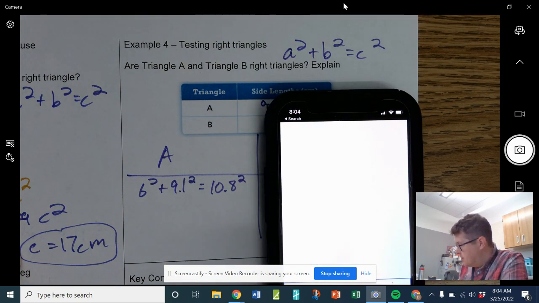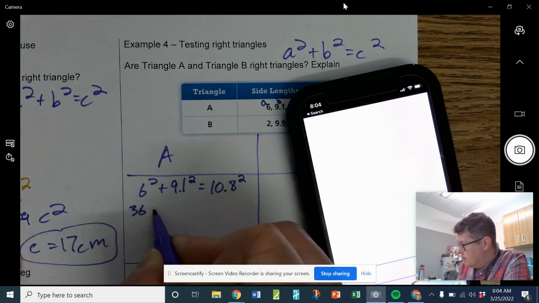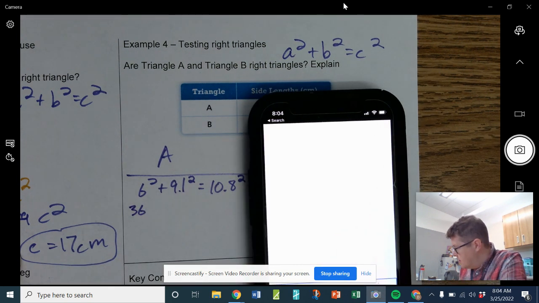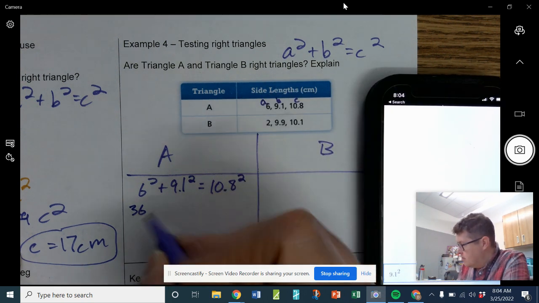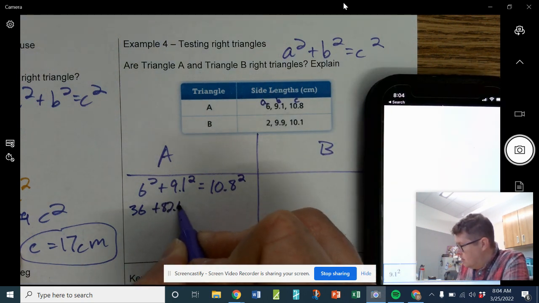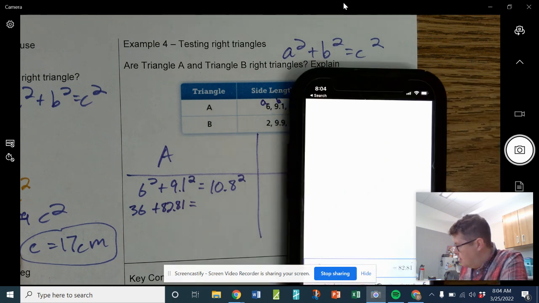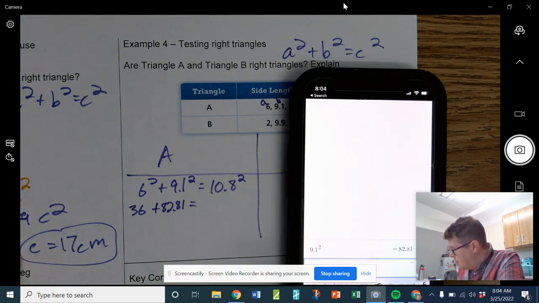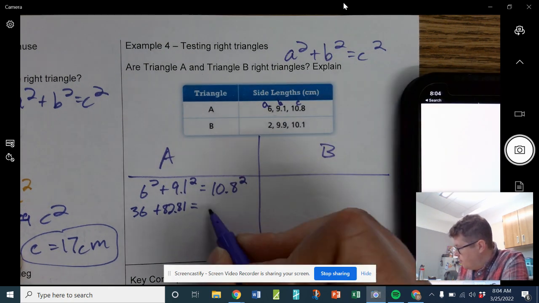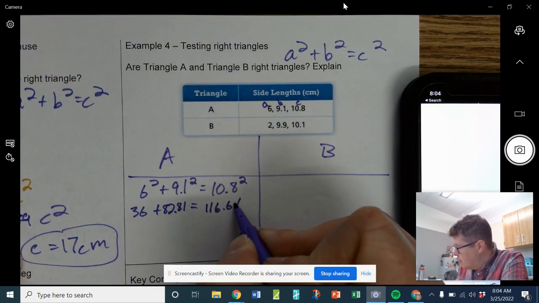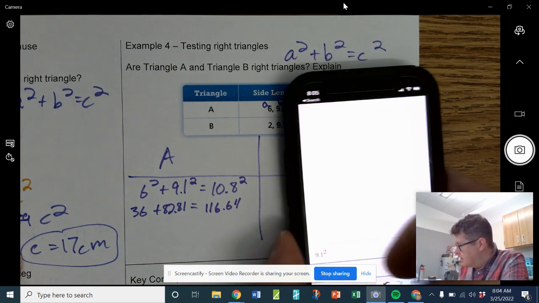All right, so 6 squared is going to give us 36. I know that off the top of my head, so I don't need to worry about it. Now 9.1, since it's a decimal, I'm going to put this in here. That gives us 82.81. Okay, and then we'll jump down and say 10.8 squared. That gives us 116.64. I can already tell this isn't going to work out.